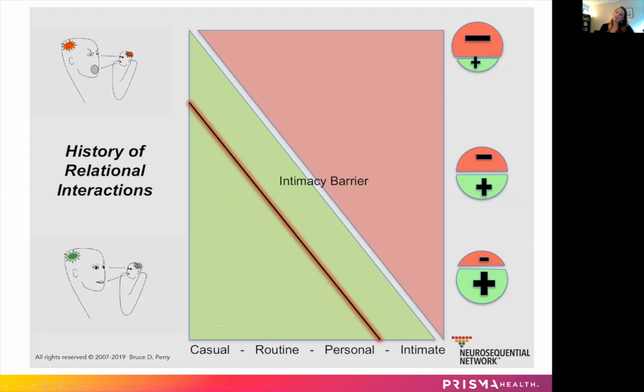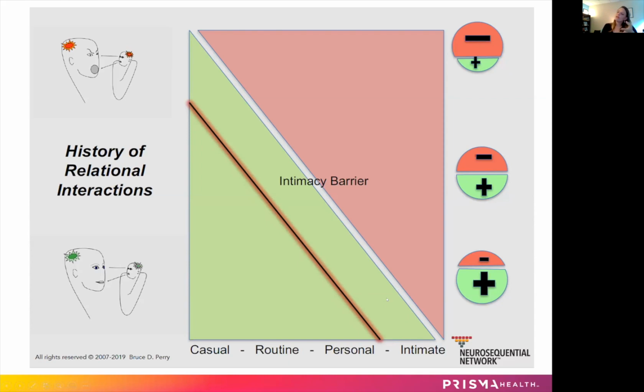So a casual interaction might be someone opening the door for me or looking my way or waving to me. A routine interaction might be someone comes to shake my hand and puts out their hand. You guys know what a handshake is, but I kind of forget with COVID, what does that look like? So I'm describing to you what a handshake is like. A personal interaction might be someone that I know giving me a hug.